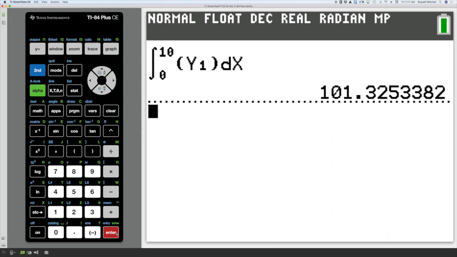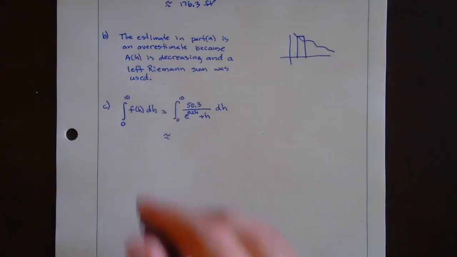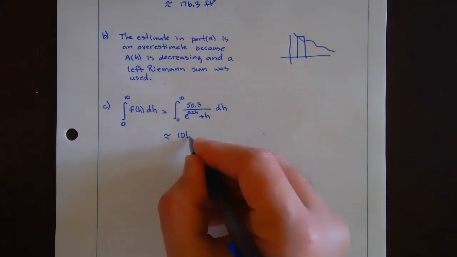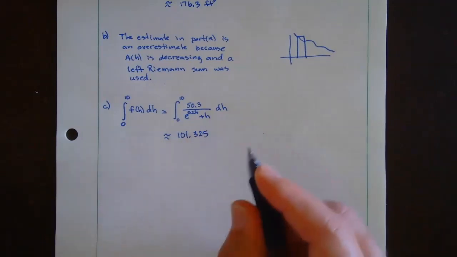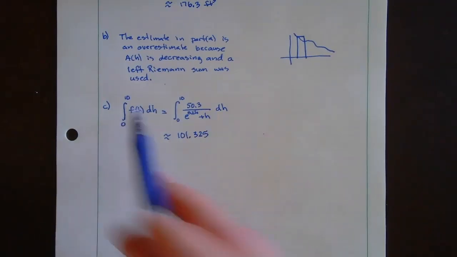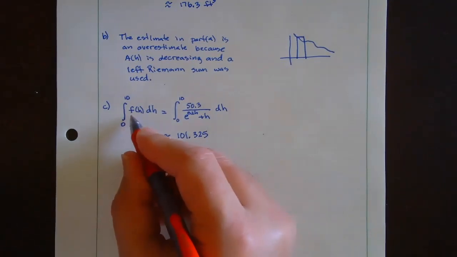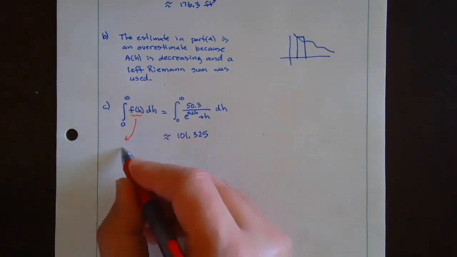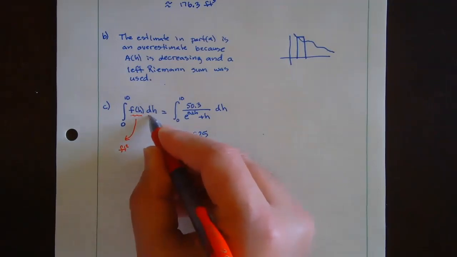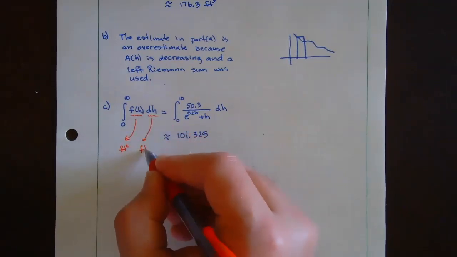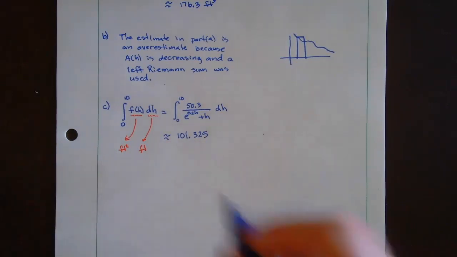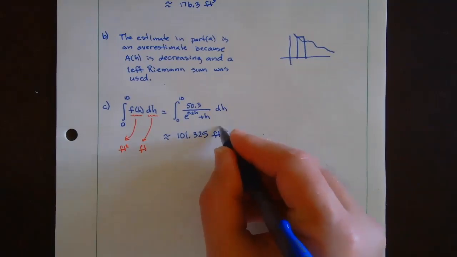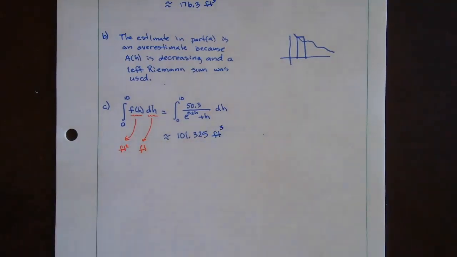101.325. Okay, so we're going to go back and record this. Okay, so this was 101.325. And what were the units for this? Okay, again, this is square feet, right? This right here, this f of h is square feet, so that'd be feet squared, and the dh is feet. So when we go to multiply these, we get cubic feet. So that would be the units for this, feet cubed. Okay, and that's the answer to part C.